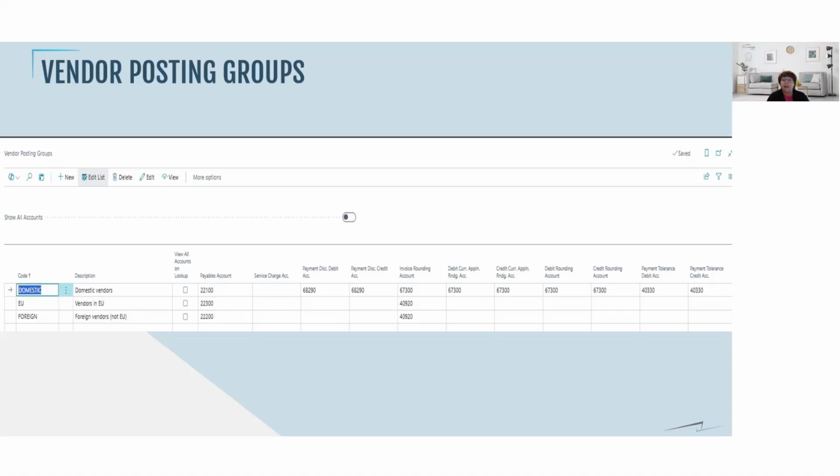If you're coming from Dynamics GP, it functions similarly to classes. So when you assign a class to a vendor or to a customer, you're identifying the specific accounts that are going to be impacted when that customer or vendor has transactions.